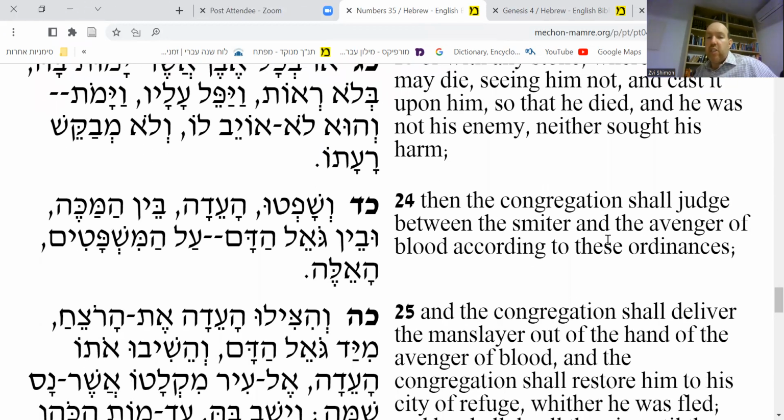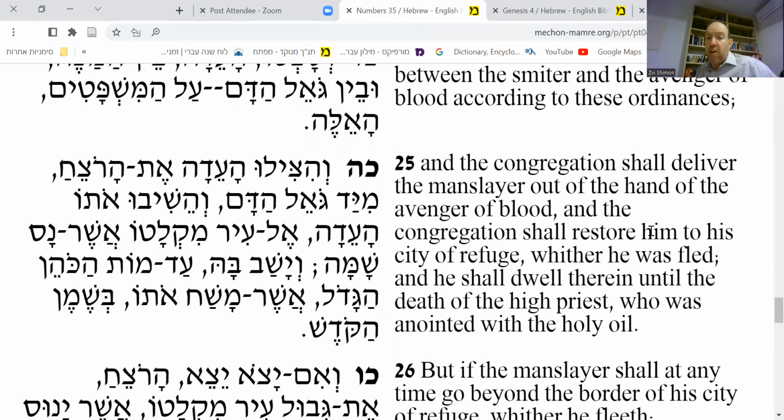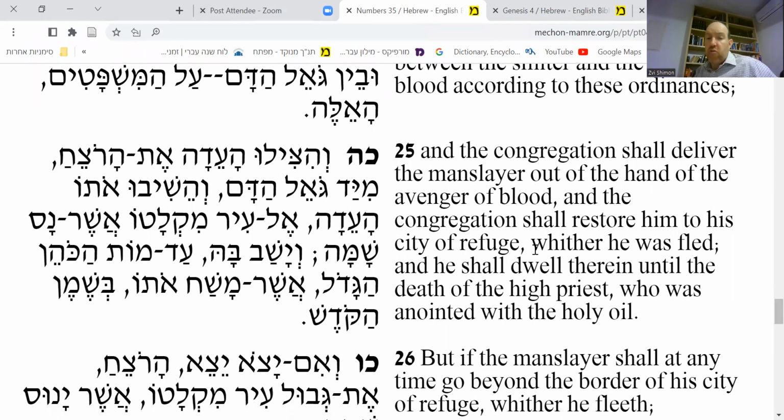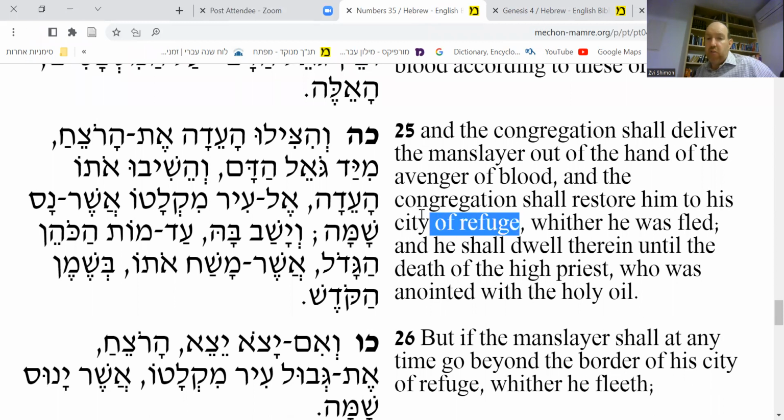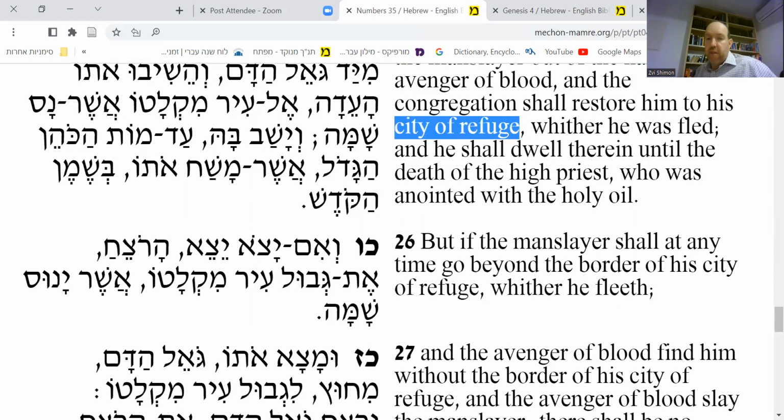"Then the congregation shall judge between the smiter and the avenger of blood according to these ordinances, and the congregation shall deliver the manslayer out of the hand of the avenger of blood, and the congregation shall restore him to his city of refuge, where he has fled, and he shall dwell there until the death of the high priest, who was anointed with the holy oil."